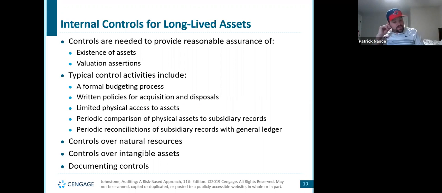Controls over natural resources. We talked about those a little bit too. And control over intangible assets. So who's in control of the amortization schedules and useful lives of patents and copyrights and all those other intangibles.